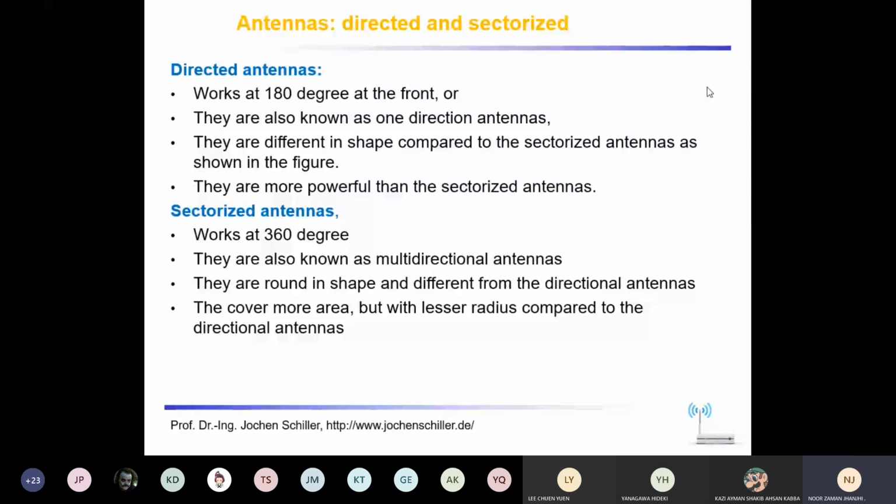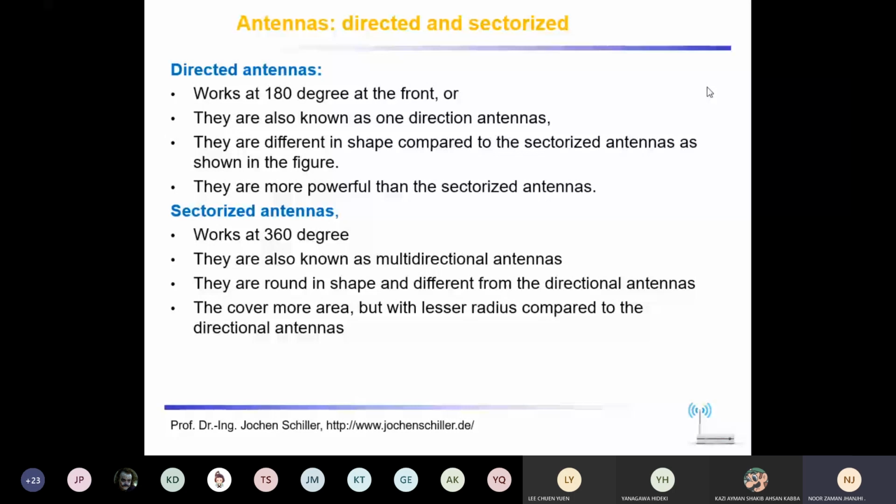So a sectorized antenna works at 360 degrees. They are also known as multi-directional antennas. That's what I was trying to explain to you. They are round in shape for sure, because they need to work in all directions. And they cover more area, but with a lesser radius compared to the directional antenna. So these are the very important points among the differences between the directional antenna and the sectorized antenna.